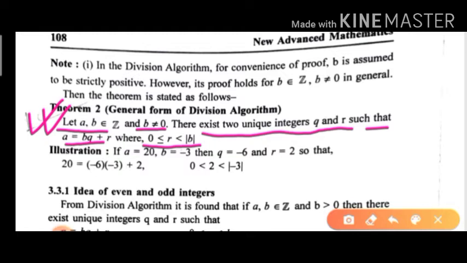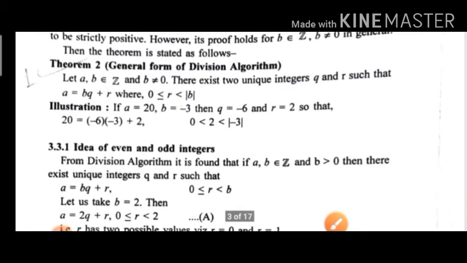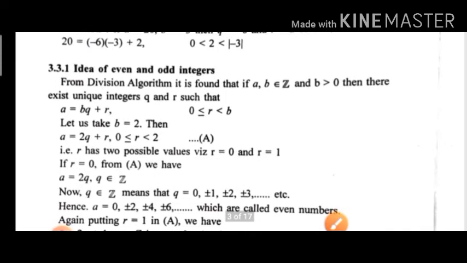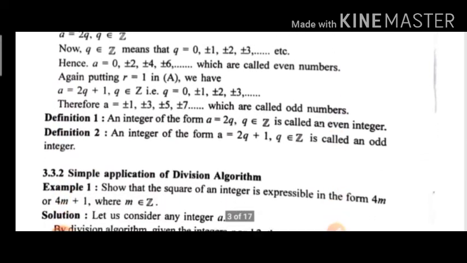It is the same as theorem 1, the definition of the division algorithm, but the difference is that here r has to be always less than the modulus, the absolute value, of b. Then we can have the idea of even and odd integers also, the definition given.